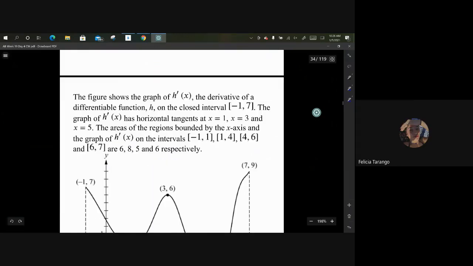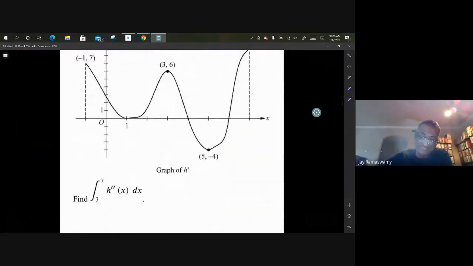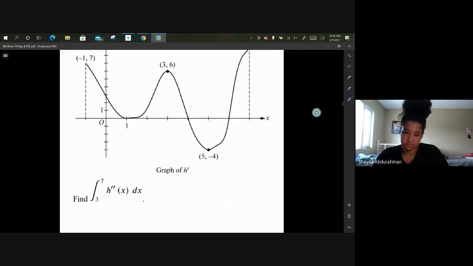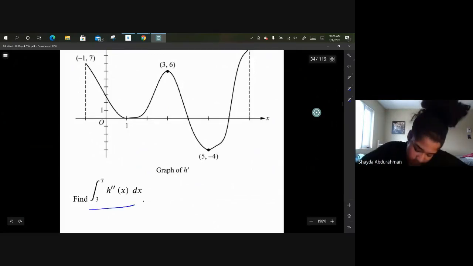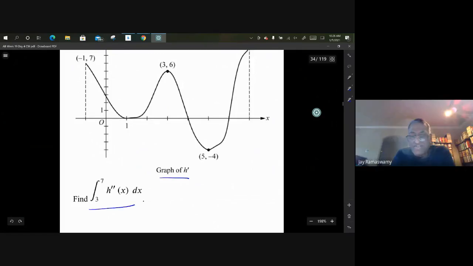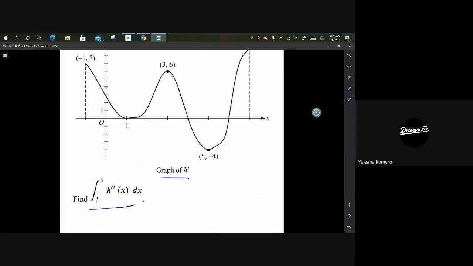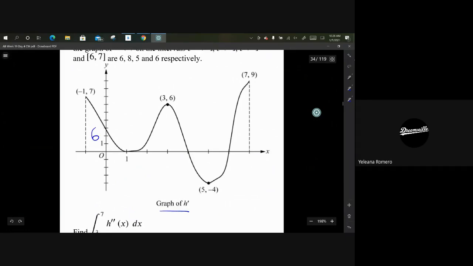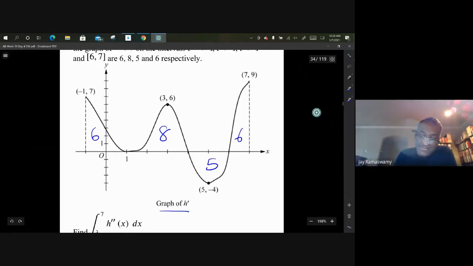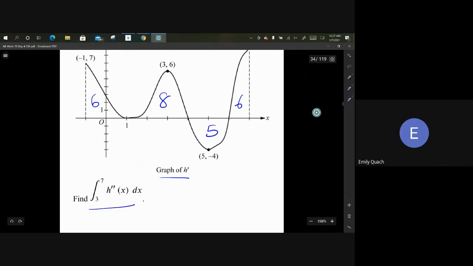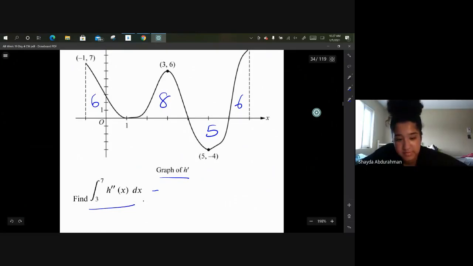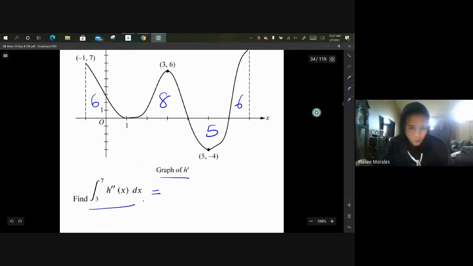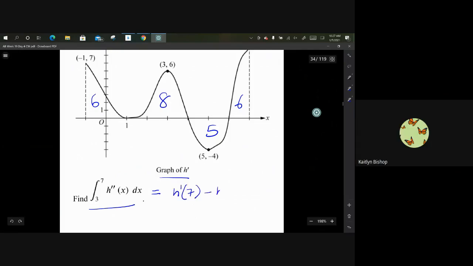Okay, next question. Write on page 34. Copy the question. It's on the bottom. What is the question I ask myself? Is there a mismatch? Just made a mismatch. So what can I write the integral of h double dash as? h dash of 7 minus h dash of 3. Stop.